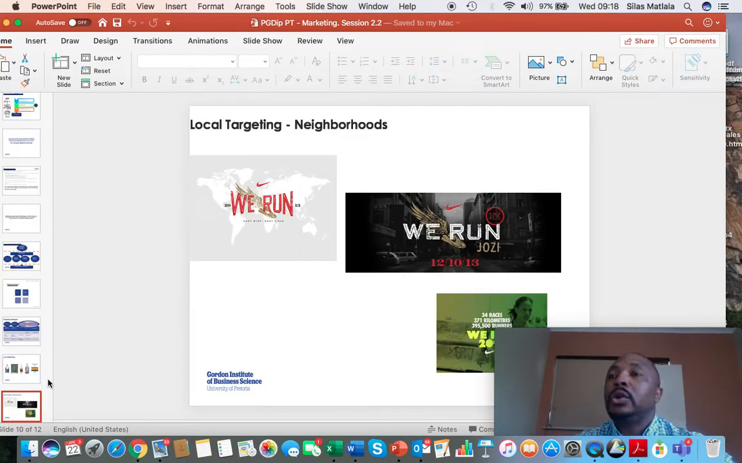Local targeting using neighborhoods: the now defunct We Run Jozi by Nike, again, is to associate Nike and this particular marathon with Jozi. What you get is people of Jozi take ownership of the property, and it gains traction from that. It doesn't mean if you're from Cape Town, or Pretoria, Krugersdorp, or Brakpan, you cannot run. But for the people of Jozi, it just gives them that sense of ownership, and then it stands out.